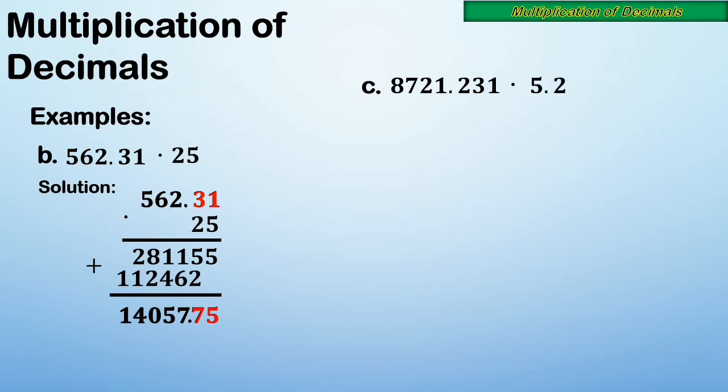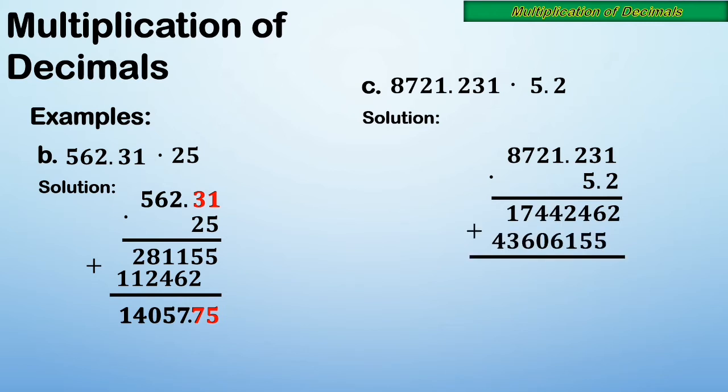Okay, the third example, 8,721.231 times 5.2. Again, multiply that one into vertical form. Then multiply as if you're multiplying whole number. Then count the decimal places of the multiplicand. Pila? Ilan? Tatlo. Sa multiplier, dalawa. Ilan ang decimal point na i-move natin from the rightmost? 4. Okay. Therefore, our answer is 45,350.4012.